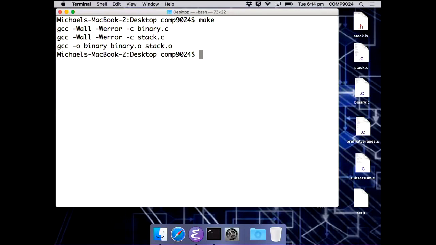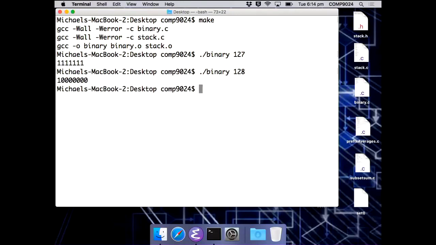I've written a makefile that uses this new stack implementation and the binary conversion program to construct a program called binary. I think there was one example that I had in the past homework, convert 1 to 7, using a stack to a binary number, and then this was the answer that you got. 1 to 8 would give you this binary number.